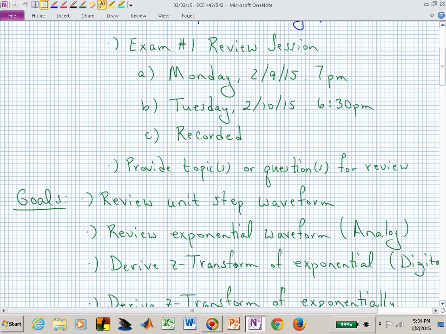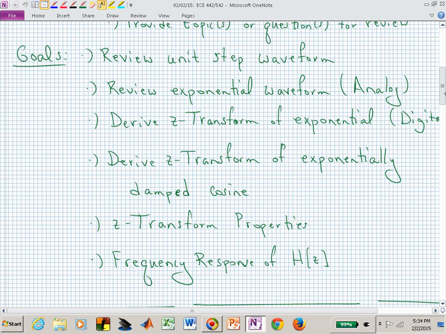For today, this is where I would like to get to for exam number 1, topics. Let's review the unit step waveform, how we might find the Laplace transform of that in the continuous or analog setting. What does the pole zero diagram look like? Let's do the same thing in the digital domain.